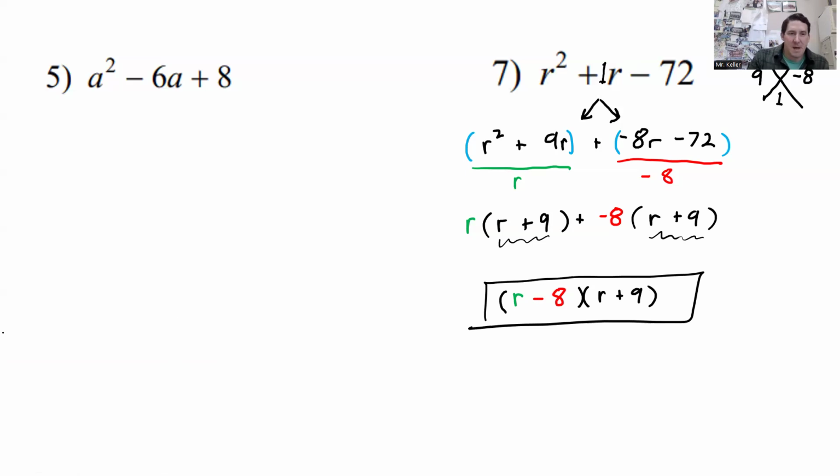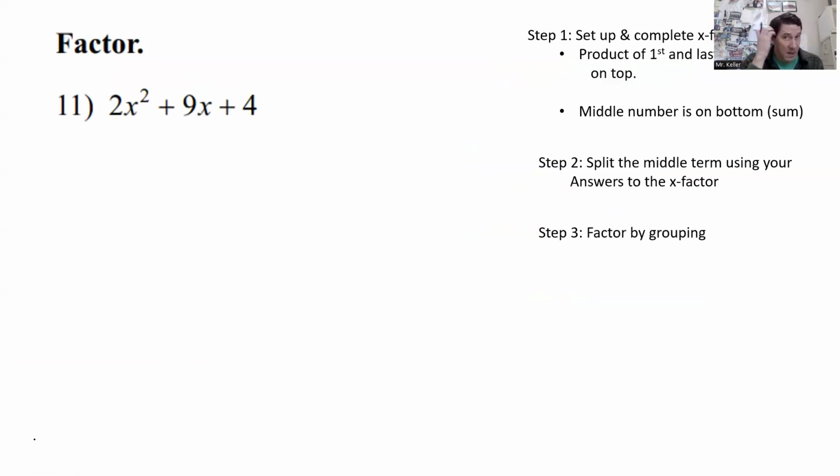All right. Here's the last type of problem. It's the same thing. The X factor is just a little bit different, setting up that X factor. Notice how we have a 2 in front of the X squared. With that 2 in front of the X squared, we have to do something different to get the top number.